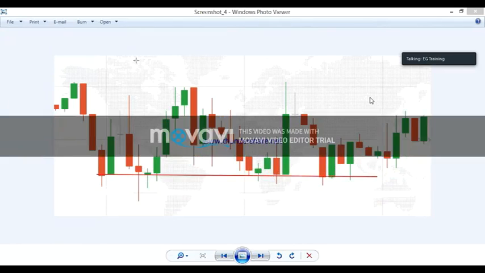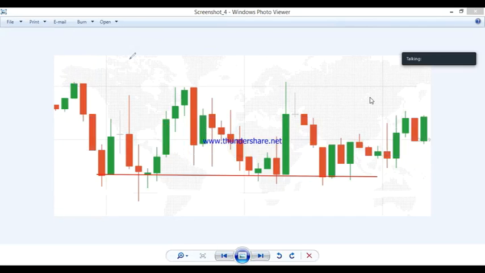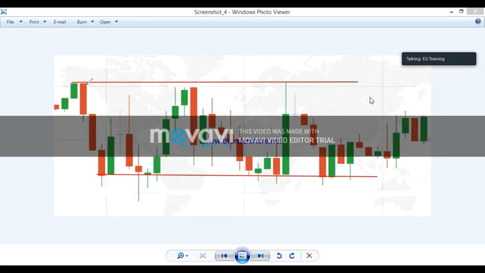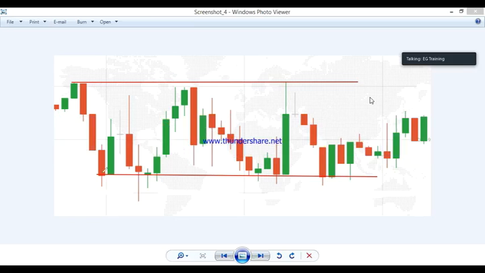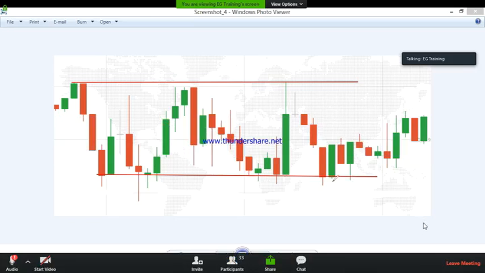But here there is a level, it reversed without touching this level. Sometimes it will reverse below the previous levels, but we can't trade because still there is a gap. We can't expect the market will reverse or not. But here we can expect a reversal.